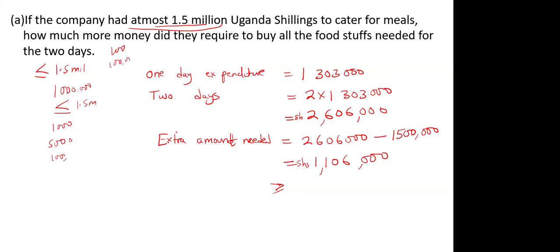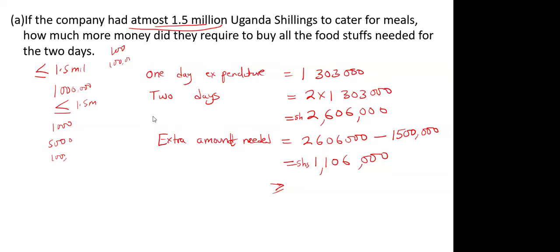Jemima. So teacher, them having at most 1.5 million, that means that they have less, right? They have less than or equal to that. So that means they have little money compared to what they can use for the 2 days, right? Yes. Is there a way, like maybe in the conclusion you can advise them on how to get more money, to cater for everything after?